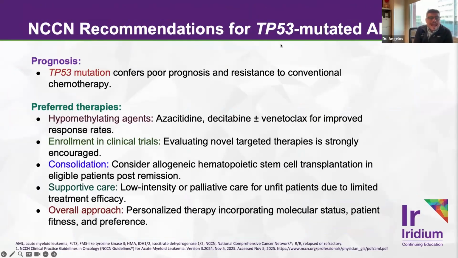Now, in terms of adverse risk disease, specifically TP53 mutated AML, unfortunately, we are learning that there is no really great standard of care first-line therapy that should be chosen. A TP53 mutated disease oftentimes confers a poor prognosis and has resistance to conventional chemotherapy.